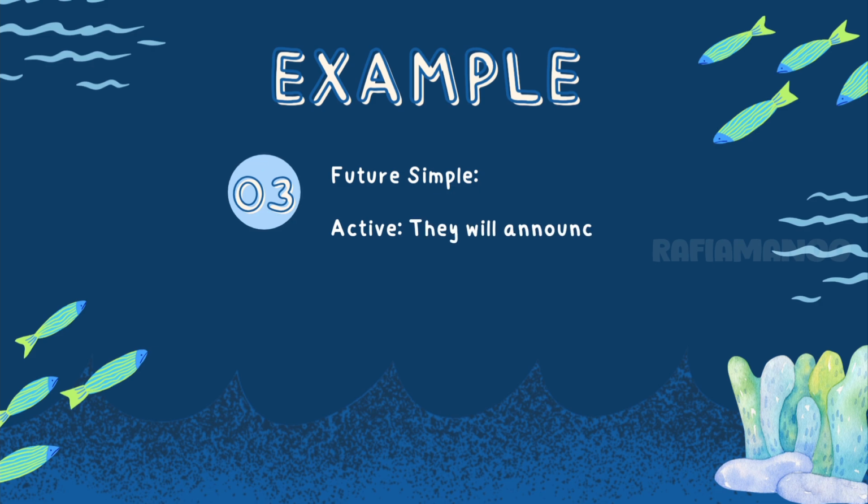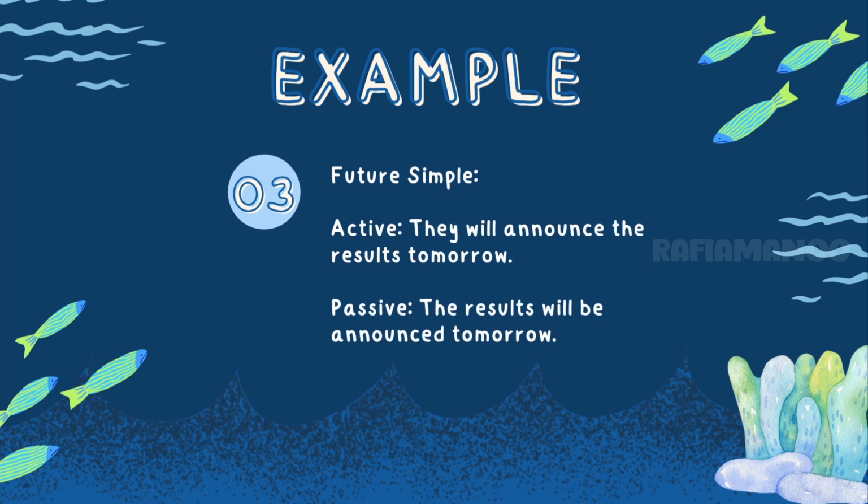Number 3, future simple. The active is: They will announce the results tomorrow. The passive is: The results will be announced tomorrow. In the active voice, the focus is on they, the people who will announce the results. In the passive voice, the focus is on the results, what will be announced. Notice how the verb to be changes according to the tense, and the main verb is always in the past participle form.